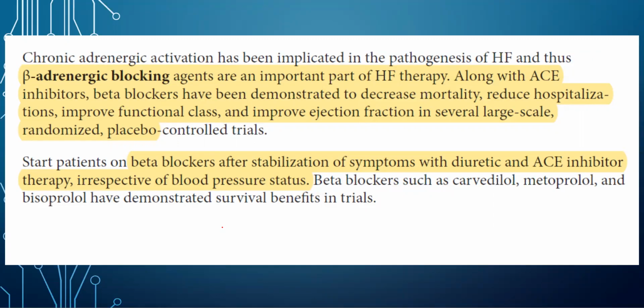So when the heart failure becomes stable, that means you started with ACE inhibitor, furosemide, spironolactone, and now the patient's shortness of breath is all gone. The patient is stable. In chronic heart failure, beta blocker is a very, very good one because it can reduce mortality, it can reduce hospitalization, it can even improve ejection fraction.